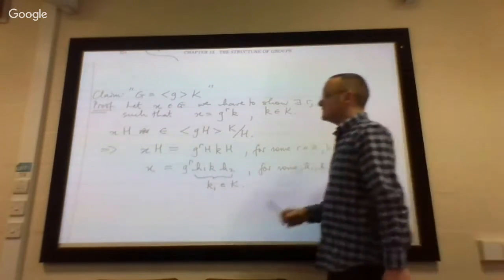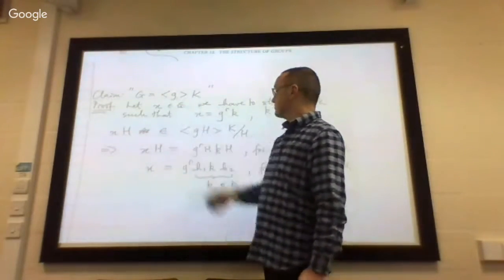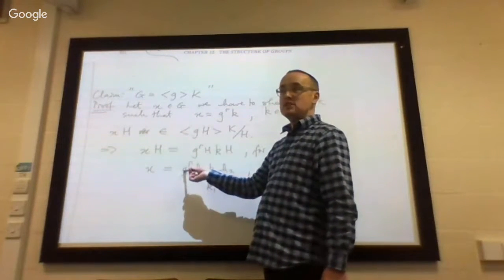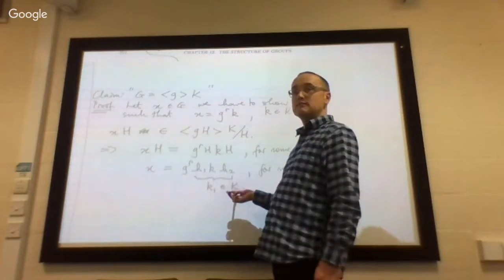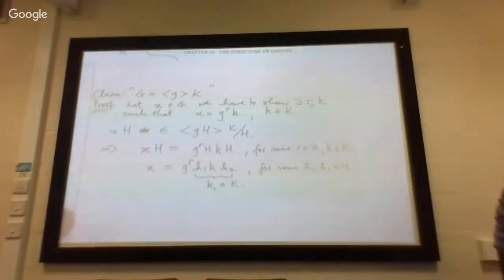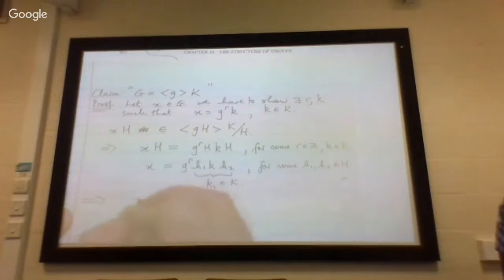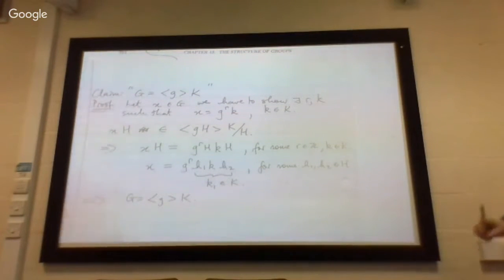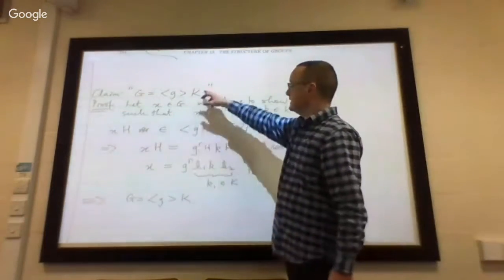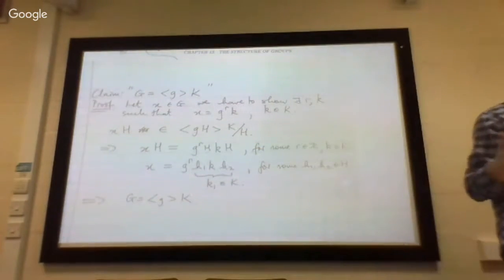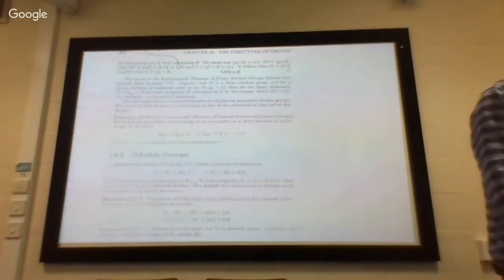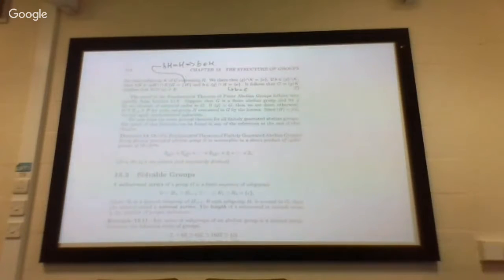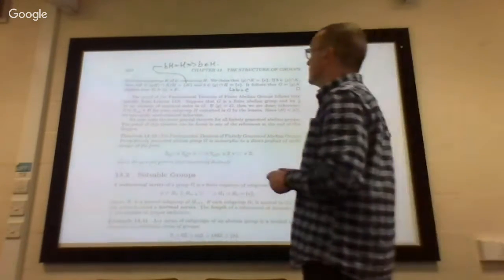So you can indeed write any element X from the group as some power of G, G to the R for some R, times some element from K. So therefore, that implies that G is equal to the product of those two. Okay, and that's what we need for the internal direct product.